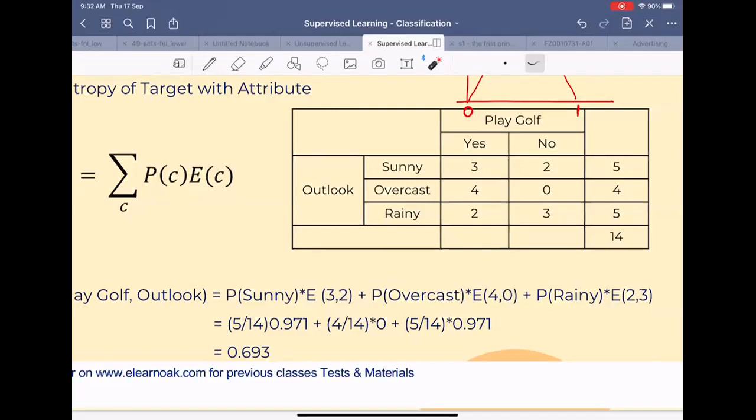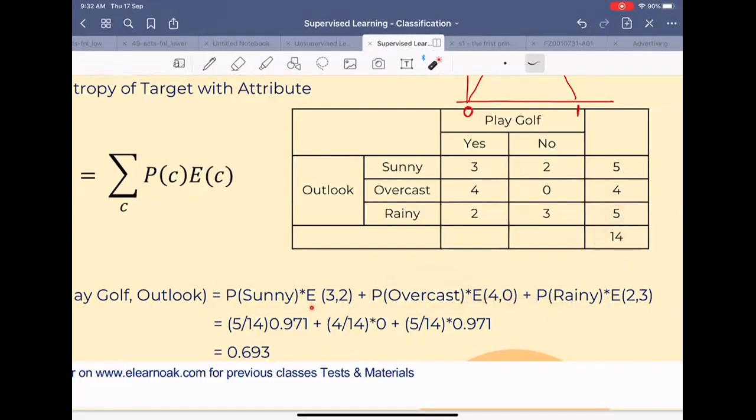Now we can easily say, what is the probability of sunny? Out of 14 examples, 5 are sunny. So probability of sunny is 5 by 14. Probability of overcast: out of 14 examples, 4 are overcast, so probability of overcast is 4 by 14. Probability of rainy: out of 14, 5 are rainy. So 5 by 14. Let's look inside.